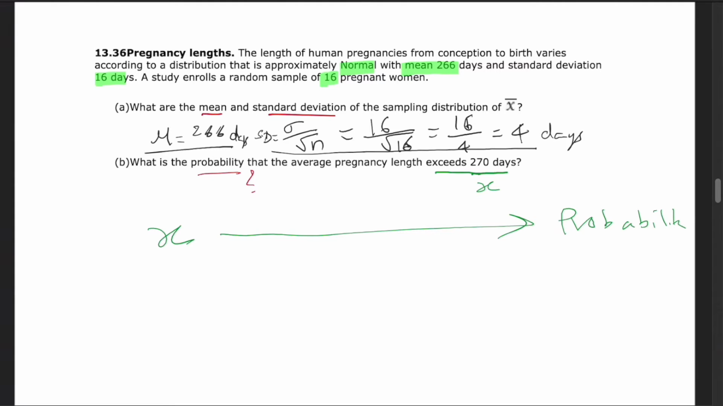We are going to calculate the z score in between, using z equals x minus mu over sigma over square root of n. Once you know the z, we are going to look at the table and get the probability. So that's that kind of problem. Once you have identified that, I think it's a pretty easy job.